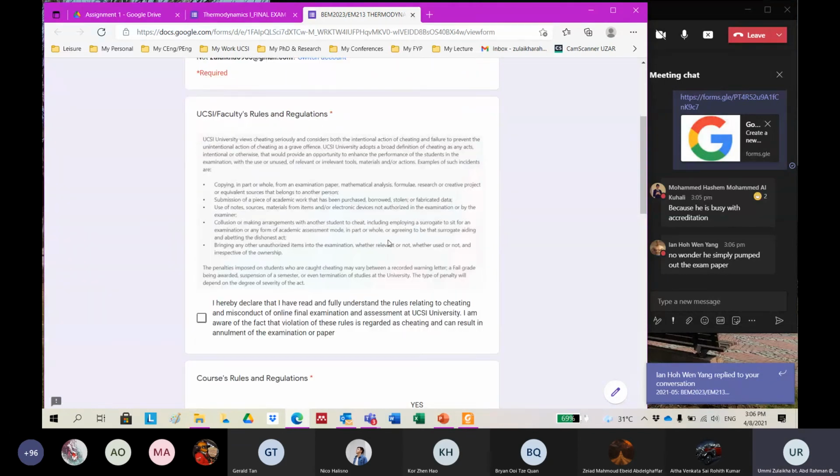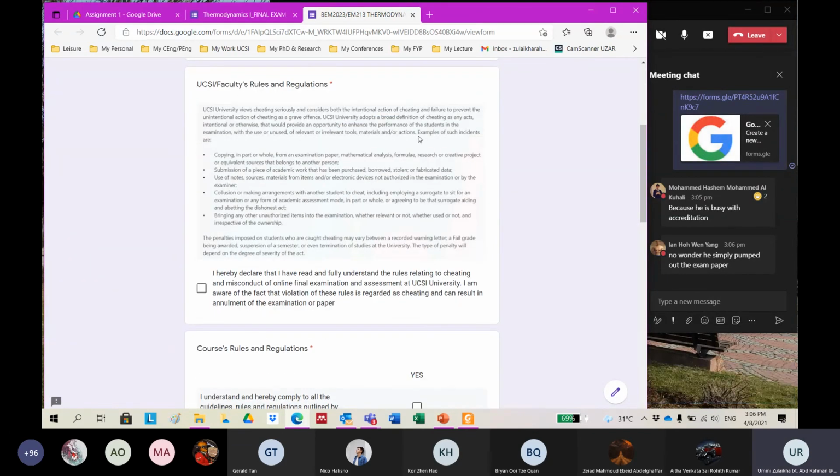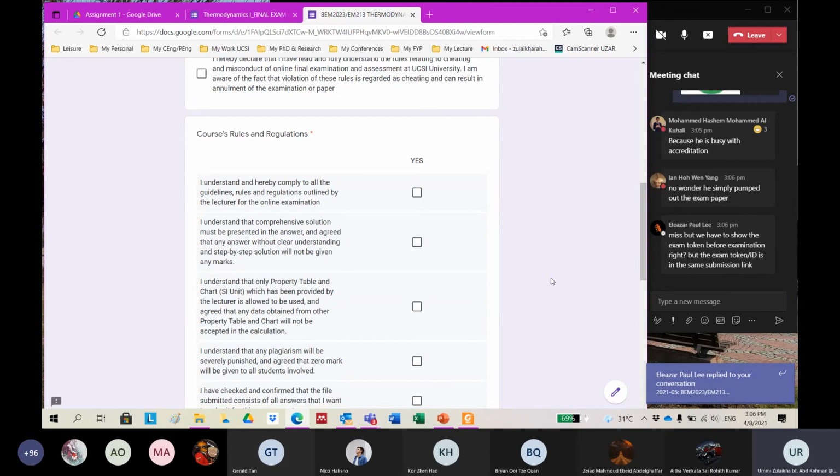This is the faculty rules and regulations. You need to click accept, you have no other choice. It's like the terms and conditions, you don't even read and then you tick it. I know that happens also for this one, that's why I brief you today. This is the course rules and regulations, which I added: I understand and hereby comply with all the guidelines, rules and regulations outlined by the lecturer for the online examination, which is today's briefing and also the briefing on your exam day before your exam. This is an additional item that you need to click yes.